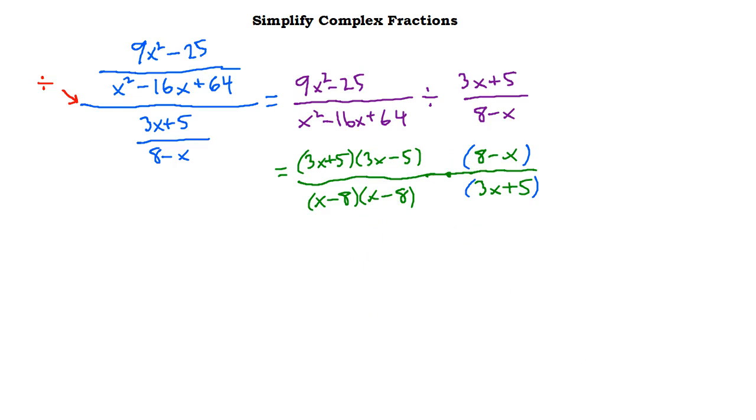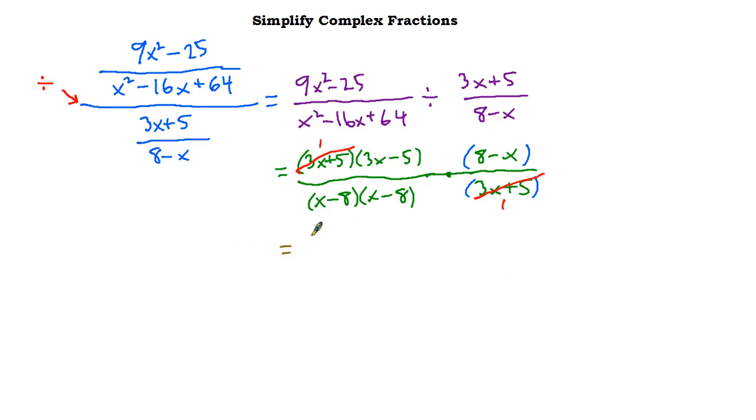Now, since we have common factors in the numerator and the denominator, we can cancel. This 3x plus 5 looks exactly like this 3x plus 5. So we're going to go ahead and cancel. And that'll leave us with 1 here and 1 there. And this 8 minus x does not look exactly like this x minus 8. These two look similar, but not exactly the same. So there's not much we can do just yet. So I'm going to go ahead and rewrite that.